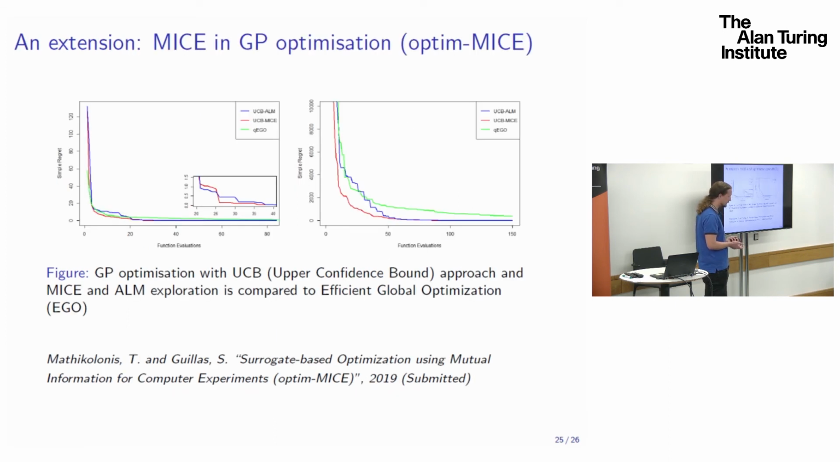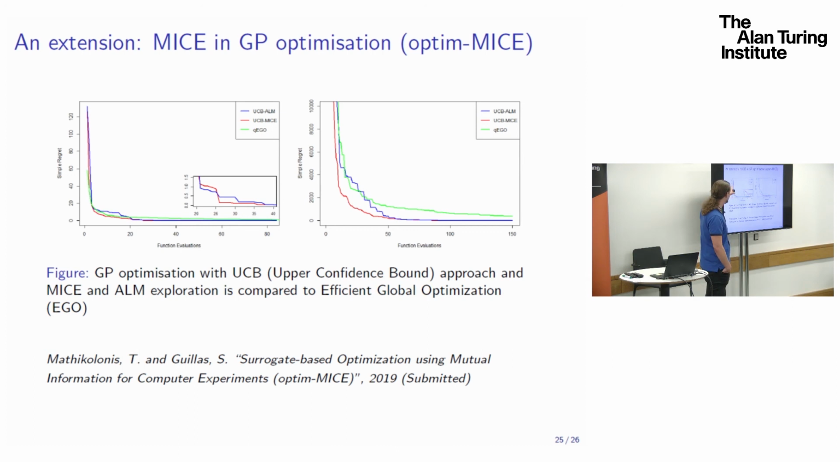There's also an extension of this where you're using MICE in optimization. I'm just going to talk briefly about it, but basically it is one of these upper confidence band optimization routines. It is using either MICE or ALM for the actual exploration. So it's doing it in batches where some of it is used for exploration and some of it is used for exploitation, which is more direct to choose the optimum.